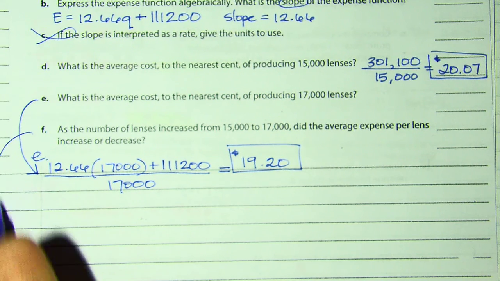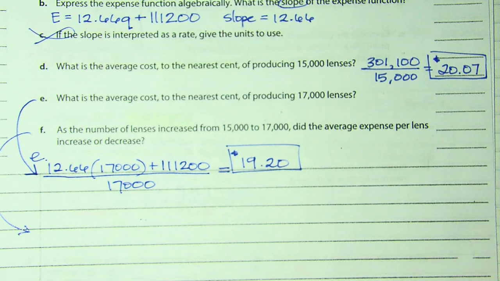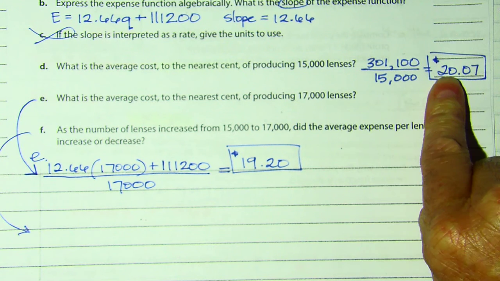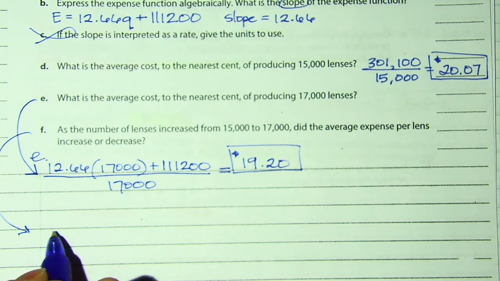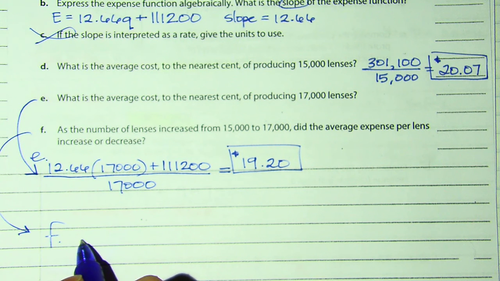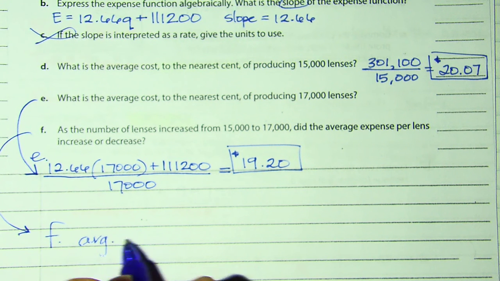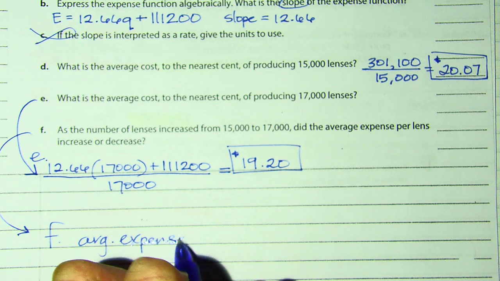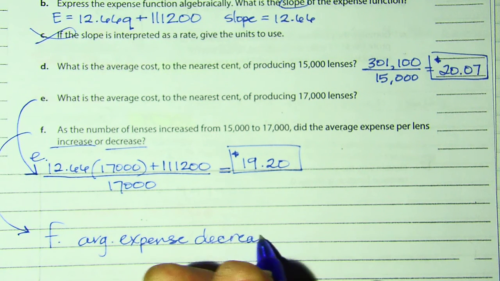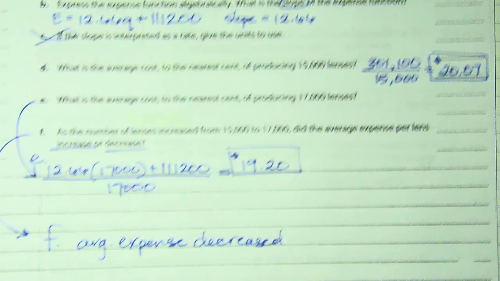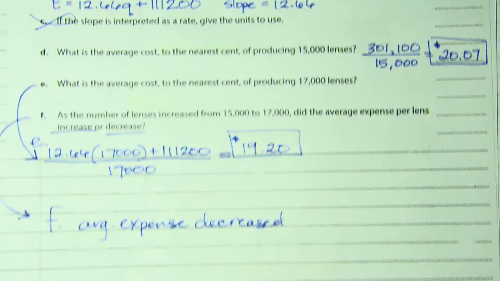And then finally, part F. So if you look at when I produced 15,000, my cost was $20. When I produced 17,000, my cost was $19. So I could say that the average expense, it's asking if it increased or decreased, decreased. So the more product you make, the less it costs you to make it. We only have 3 more.